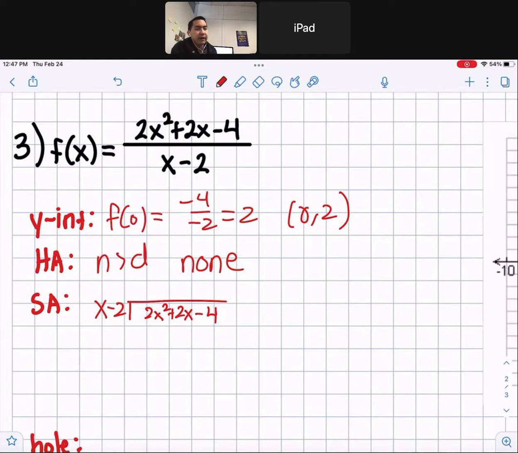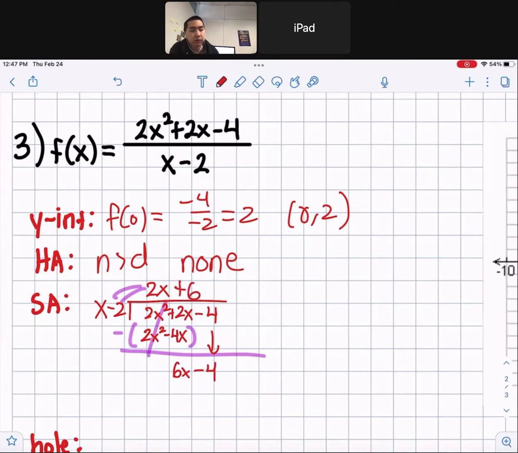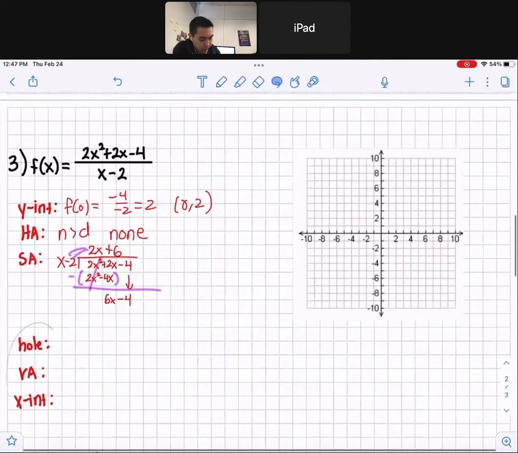What times x is 2x squared? That's 2x, and then you guys do distribution. 2x squared minus 4x. Now we subtract the top from the bottom, so these are 0. 2, okay, -4, you guys. Negative times a -4x, that's positive 4x, so 2x plus 4x, that's 6x. Drop down the -4, and then x times what, 6x, that's 6. And that's what we're looking for, a linear equation for the slant, right?